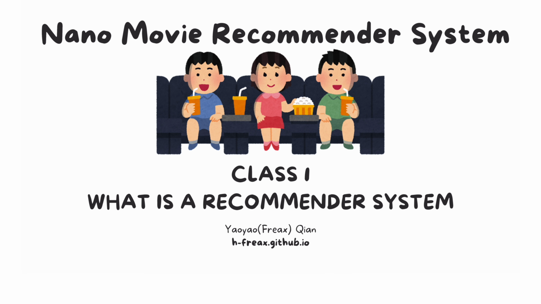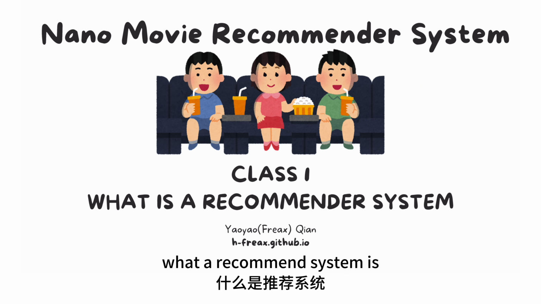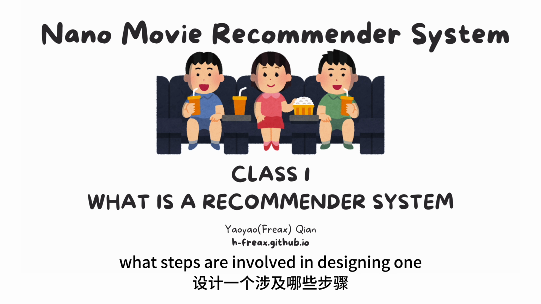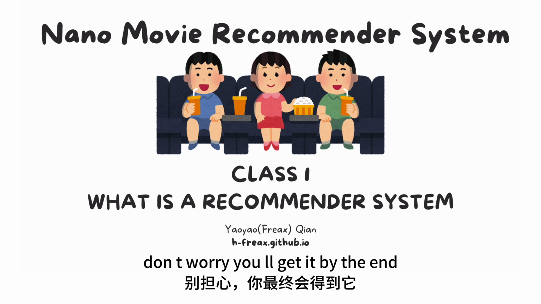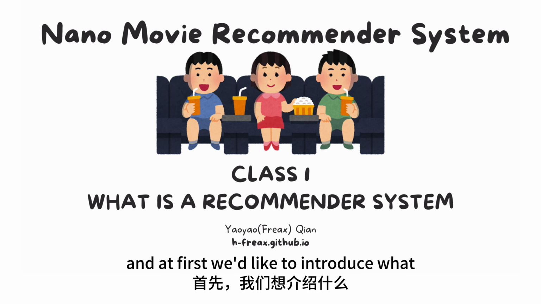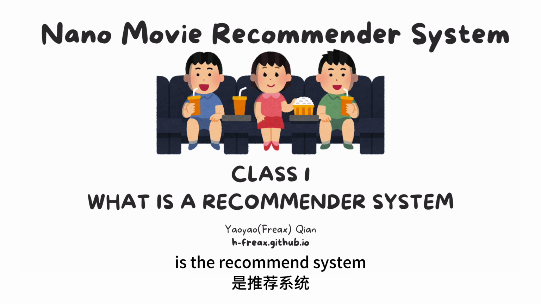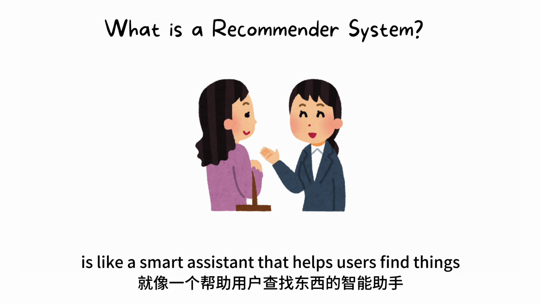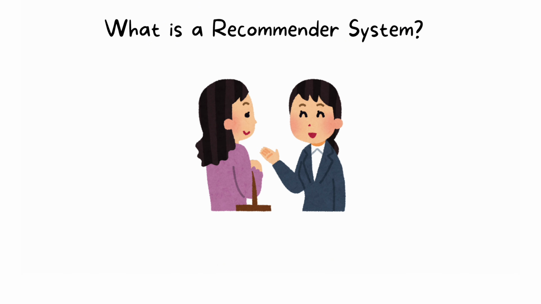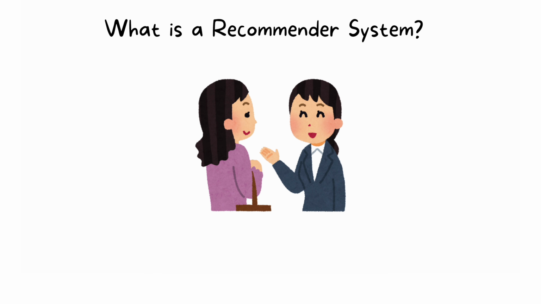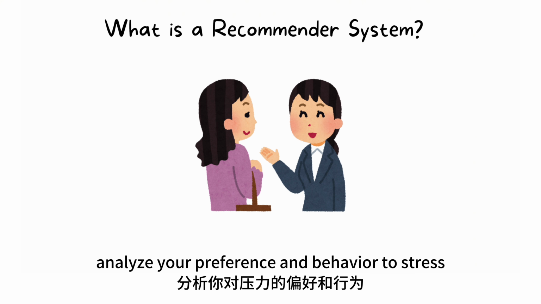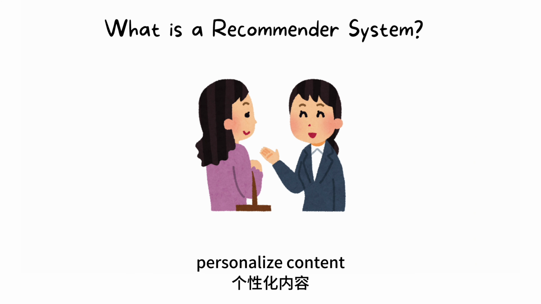And today we are going to break down what a recommender system is, how it works, and what steps are involved in designing one. Even if you are completely new to the concept, don't worry, you will get it by the end. At first, we'd like to introduce what a recommender system is. A recommender system is like a smart assistant that helps users find things they might like, whether it's movies, music, products, or even friends on social media. Recommender systems analyze your preferences and behavior to suggest personalized content.